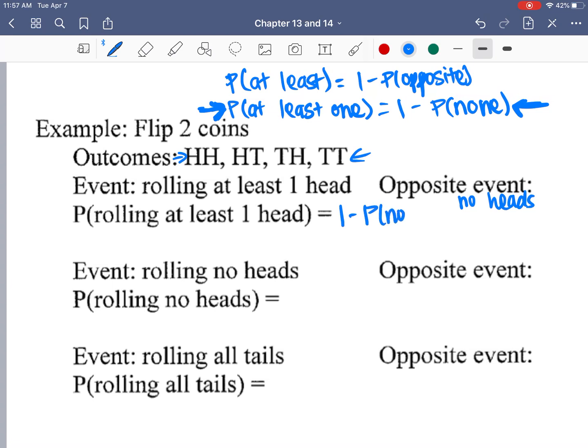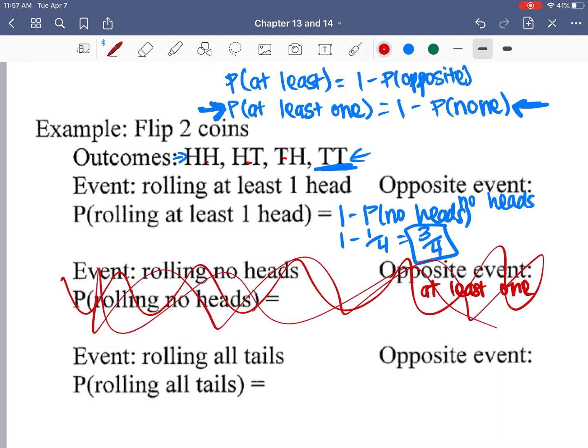So rolling at least one head, that's going to be equal to 1 minus the probability of no heads. Well, there's only one option that has no heads, so it's 1 minus that 1 out of 4 options, which leaves us 1 minus 1/4 is 3/4. And I know you also could have just counted that 1, 2, 3. You can do it either way. Opposite of rolling no heads is rolling at least one head.